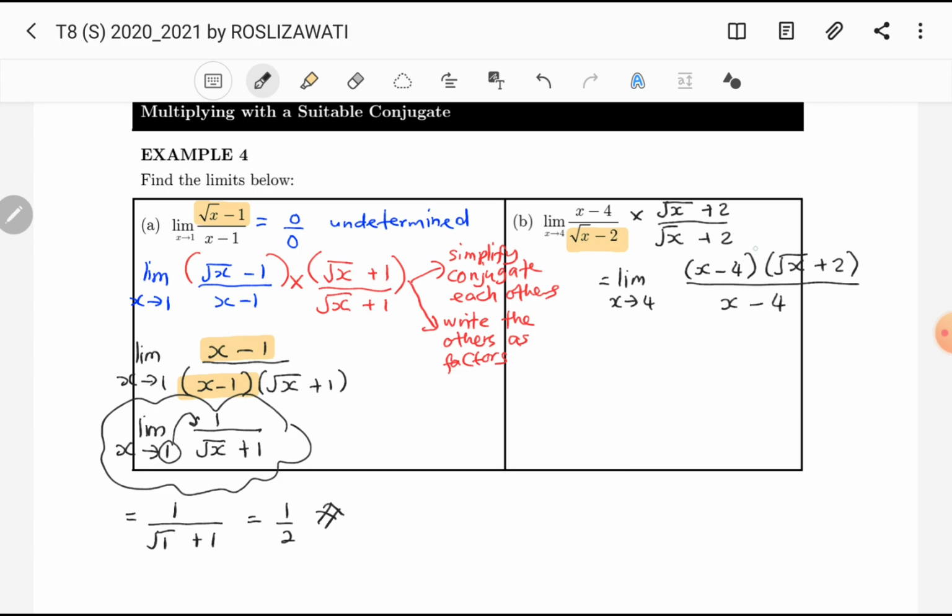Okay, so we have x minus 4 from numerator and x minus 4 from denominator. So we have limit x approaches 4 root x plus 2 only. Okay, and the final step, we substitute 4 into the function. So we will get root 4 plus 2. Answer is 4.